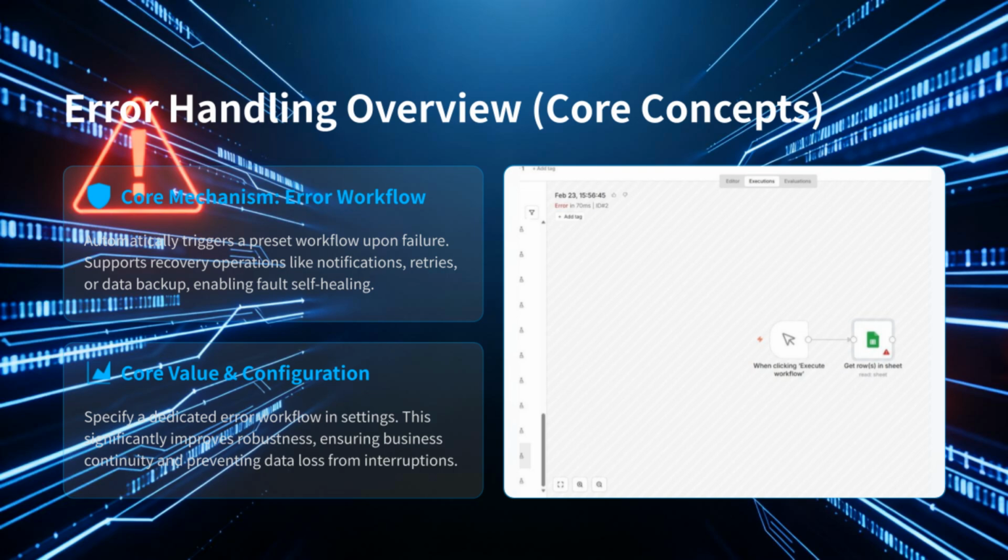You set one up in n8n's settings for your main workflow, and it can perform various recovery actions to keep your business running smoothly. For example, it can send a notification to your team, so you're aware that something's wrong. Automatically retry the failed step. Back up your data, ensuring nothing is lost. Implementing this one step significantly enhances the robustness of your workflows, no more losing data or missing tasks due to a single error.